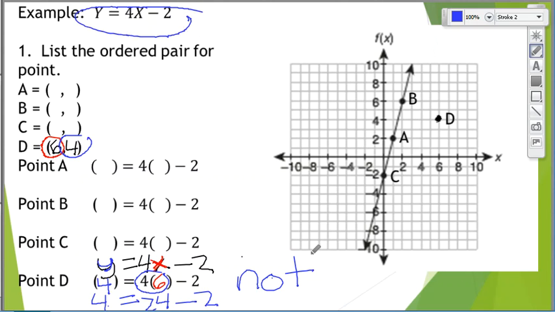Okay? And we can see that when we plugged in the ordered pair, the x for the x and the y for the y in this equation, it didn't make the equation true. So that's the way that you tell if a point is on the line or not. If you can plug in the x value for the x in the equation and the y value for the y in the equation, if it makes the equation true, then we know that it's a point on the line.